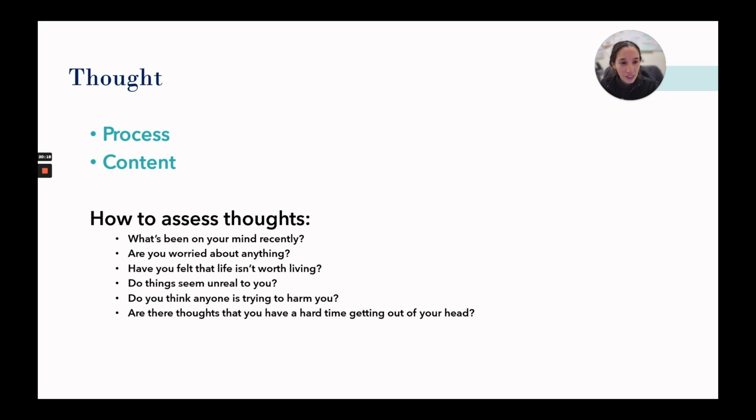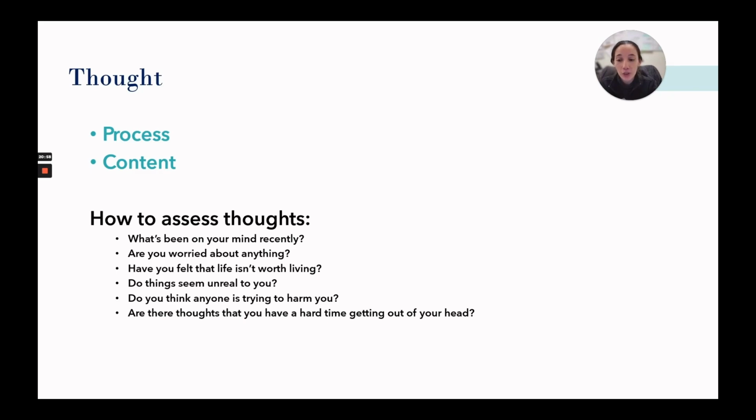What's been on your mind recently is looking at the way they're feeling. Are you worried about anything is focusing on what they're focused on. Have you felt that life isn't worth living? We're assessing suicidality. Do things seem unreal to you? We're assessing for hallucinations, in a very light way. If you're working inpatient with psychiatric patients, you should be asking straightforwardly, are you suicidal? Are you having thoughts of suicide? But this is a nicer way to put it if maybe you're not dealing with suicidal patients.